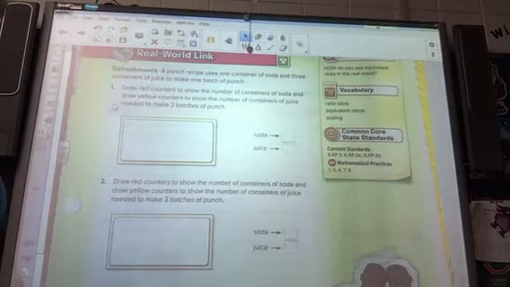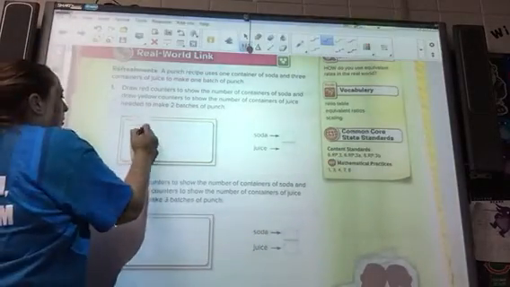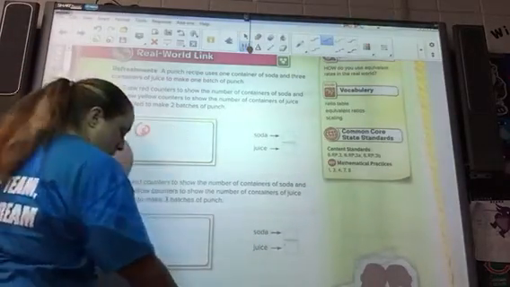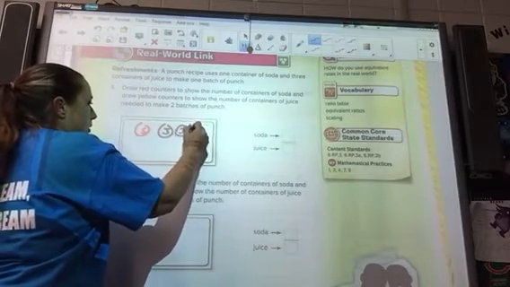Right now, I want to look at this real world link. It says a punch recipe uses 1 container of soda, 3 containers of juice to make a batch of punch. I want you to draw red counters to show the number of containers of soda, yellow counters to show the number of juice, to make 2 batches of punch. So for 1, it's going to take a container of soda and 3 of juice. So let's start with 1 container of soda, 3 of juice.